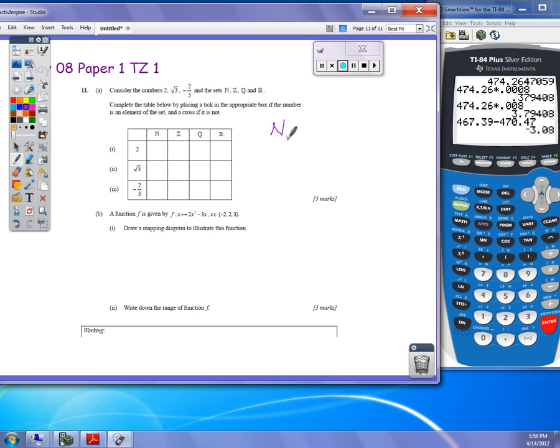N, the natural numbers, those are positive integers and 0. So those are the numbers 0, 1, 2, and so on. Z is a set of integers, so that will add negative numbers to our number set.